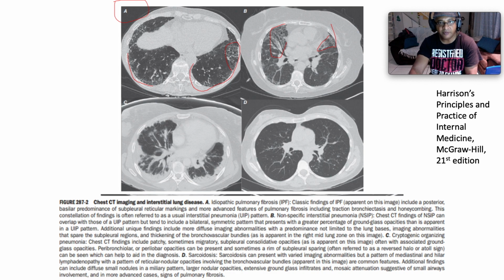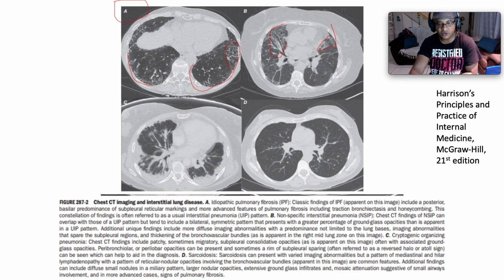Alrighty. Then picture C shows us cryptogenic organizing pneumonia. Here we have patchy, sometimes migratory subpleural consolidative opacities, often with associated ground glass opacification. Peribronchiolar or perilobular opacities can be present, and sometimes a rim of subpleural sparing, often referred to as the reversed halo or atoll sign, can be seen and helps to aid the diagnosis.